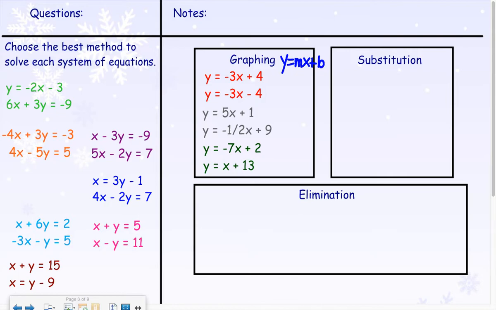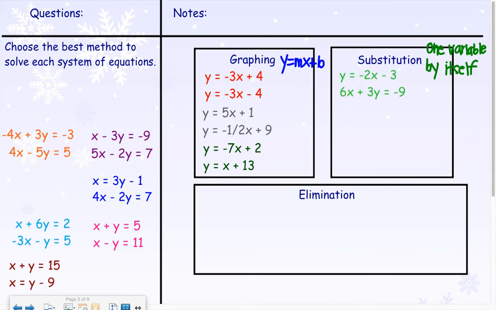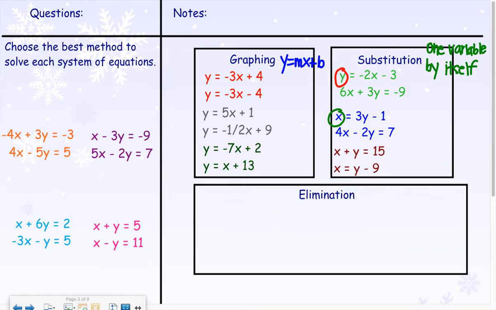Substitution. It's easiest to do substitution when you have one variable by itself. So for example, this system right here has y all by itself on one side. This system here has one variable all by itself, the x. This system has one variable all by itself.